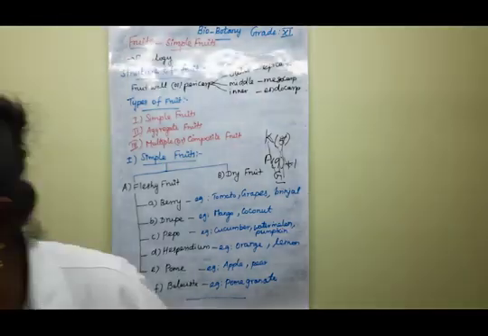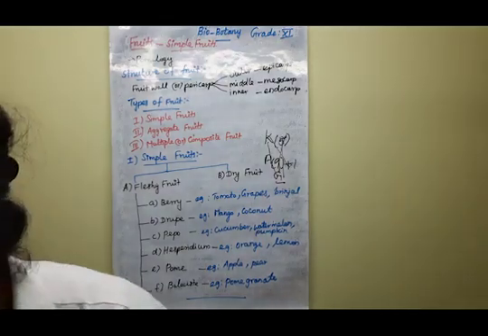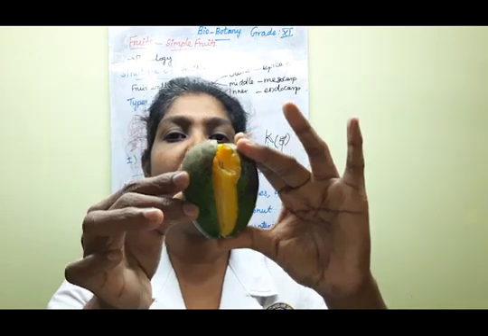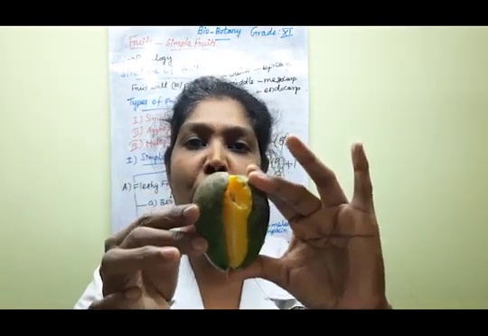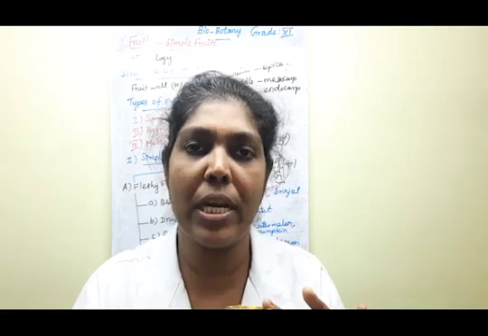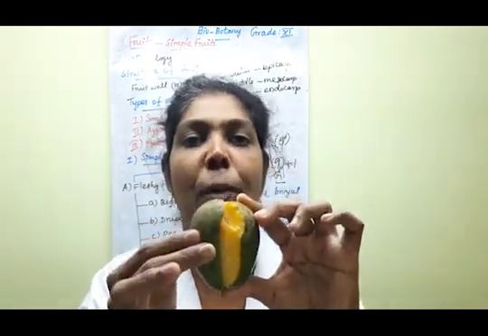The next one we are going to learn about is the drupe type of fruit. Drupe type of fruits means, all of you listen, the best examples are mango and coconut. These are examples that come under the drupe type of fruits. Here it is a monocarpellary condition. Okay, this is the monocarpellary condition.